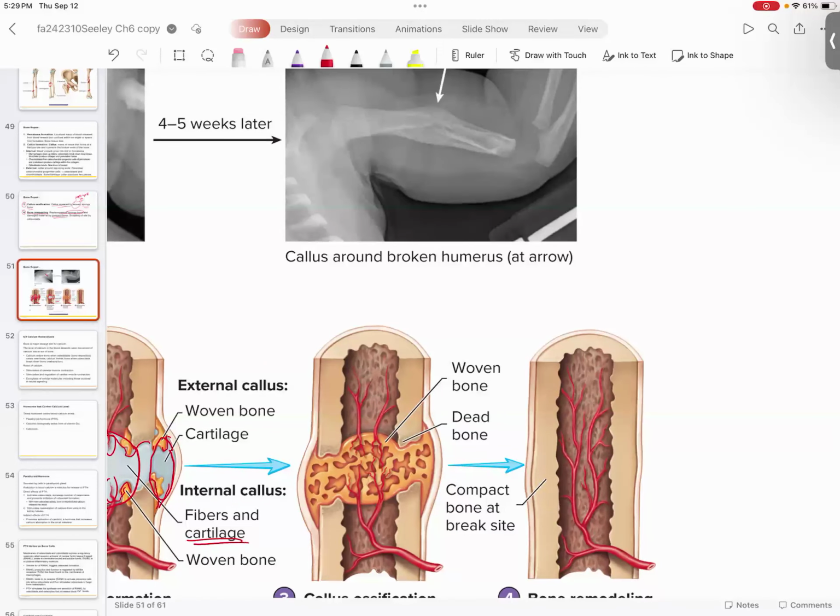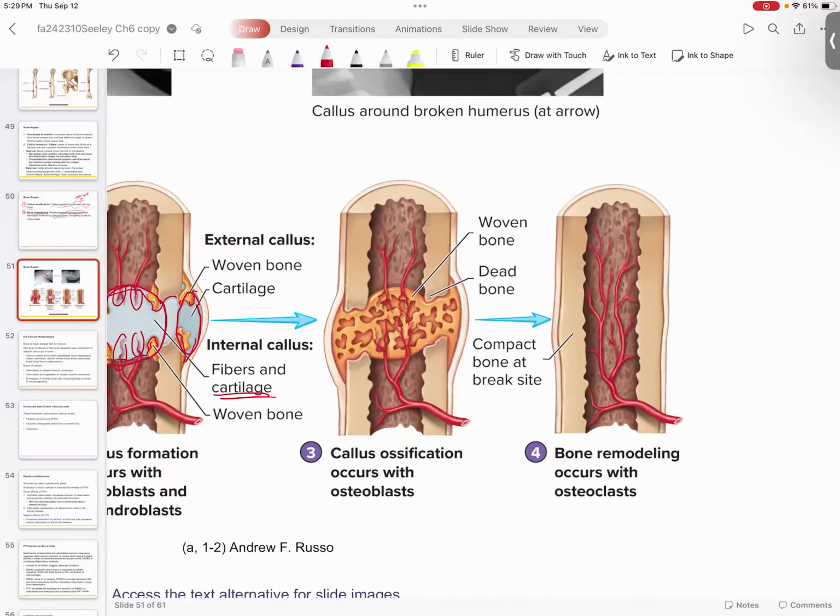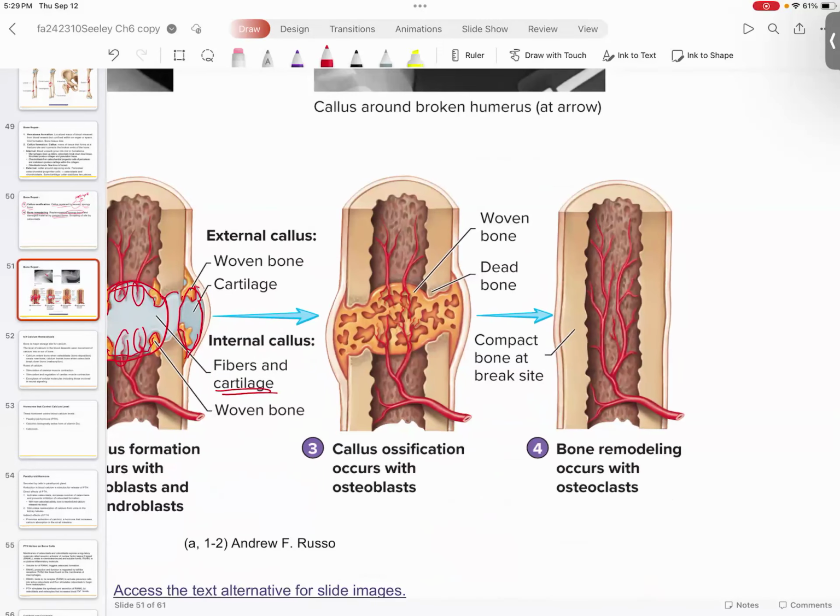Then after the callus stage, you get ossification of the callus, where the osteoblasts have basically replaced all of the cartilage with woven or spongy bone. And so this will do. Typically, you can probably put weight on this bone now. It's not the greatest in the world, so be careful.